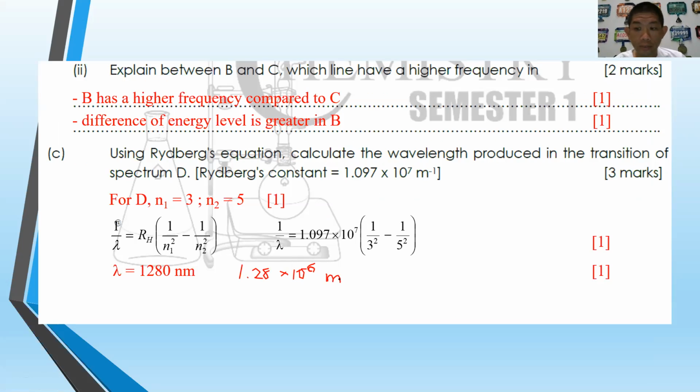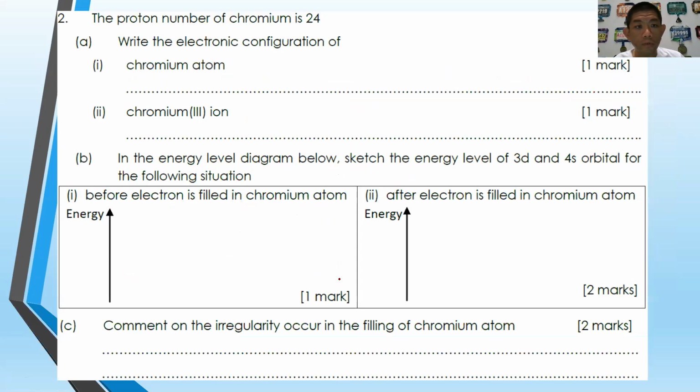Okay, so this is for number 1. Then immediately we go to number 2. So number 2: the proton number of chromium is 24. Write the electronic configuration of chromium atoms. So how to write the configuration of chromium atom? You have to know how to write the electronic configuration of chromium atom with the proton number 24.